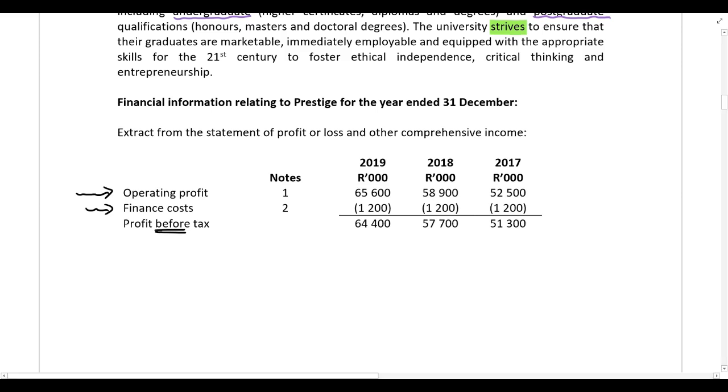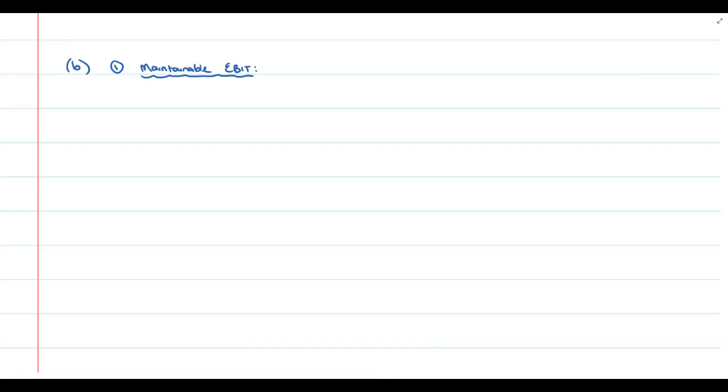You could start your calculation at this point over here, the profit before tax, but then obviously you're going to need to add back the finance costs because we are trying to calculate EBIT, and we need this to be before interest and tax. So regardless, you'll still get the same answer, but just make sure you understand the logic. To save some time, I'm going to start over here with operating profits. All right, for all 3 years, guys.